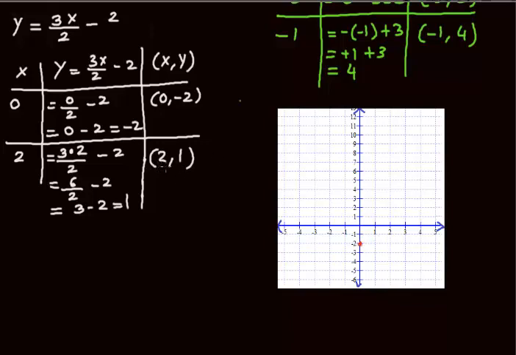Now the second point is 2, 1. Both are positive. So 2 on the x-axis and 1 on the y-axis. So this is 2, 1. Now I'll join these points like this.